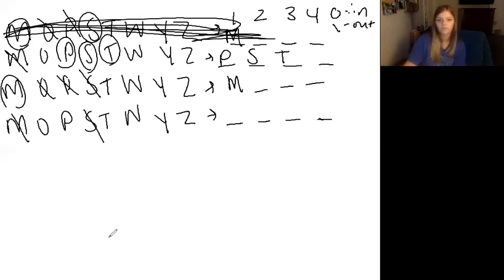Okay. The last rule says if W is on the team, both M and Y must also be on the team. So we don't know where W is in any of our worlds. So our first world, we're going to make our copy.